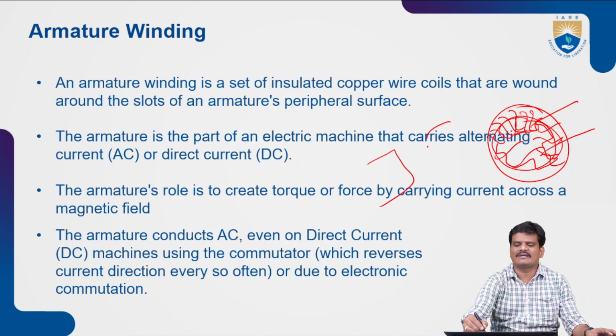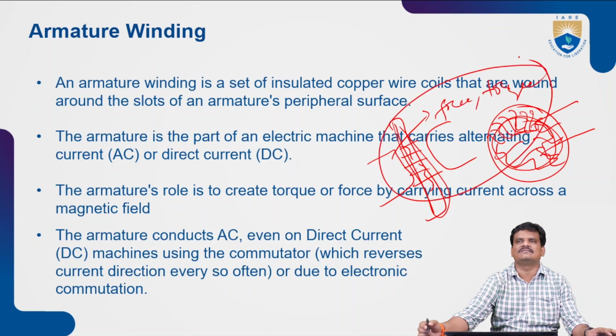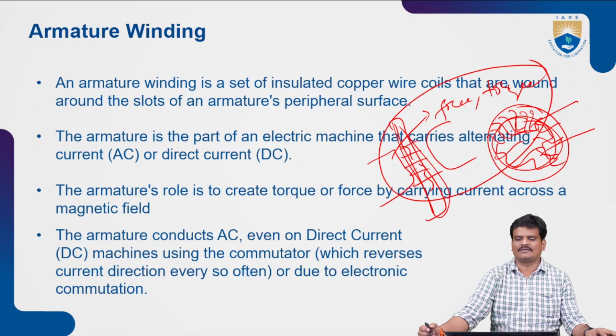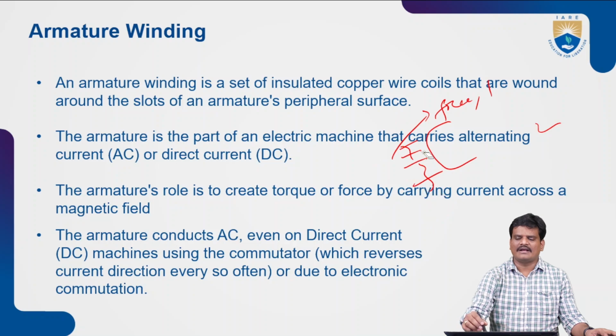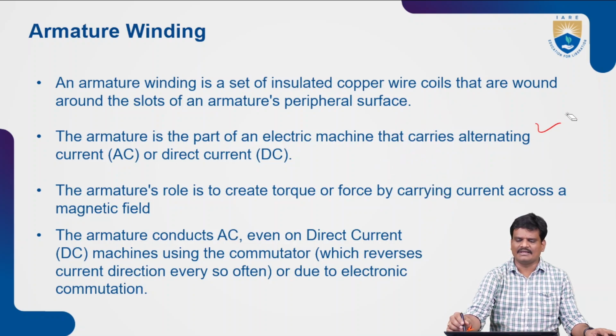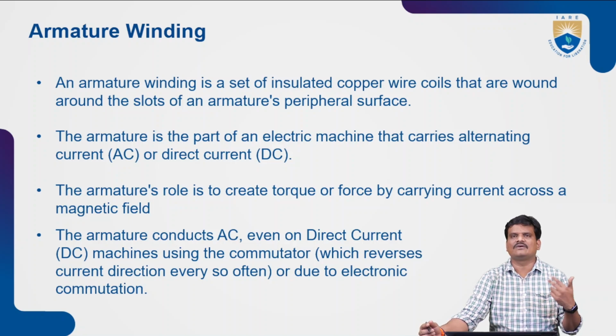Suppose there is a magnetic field here and I keep my coil like this. If I pass some amount of current through this coil in the magnetic field, it will develop some amount of force, or torque. This is considered the working principle of an electric motor, the Lorentz force law.